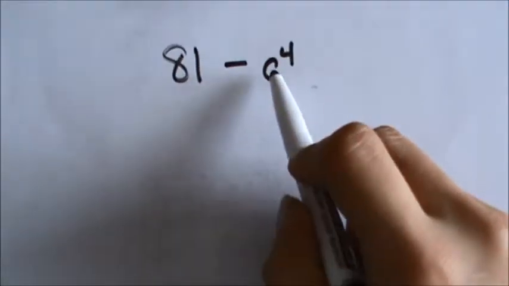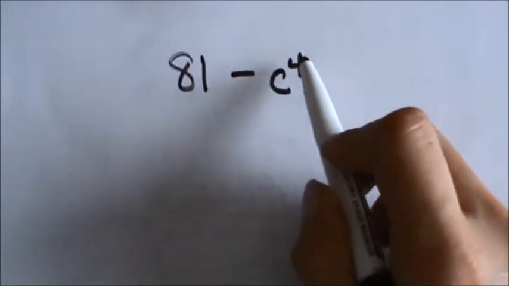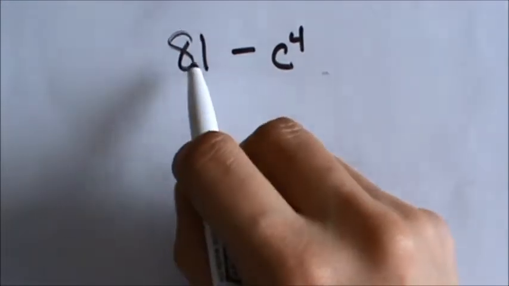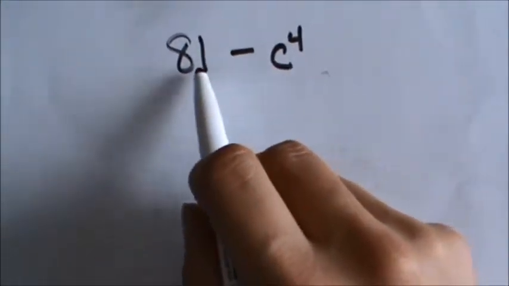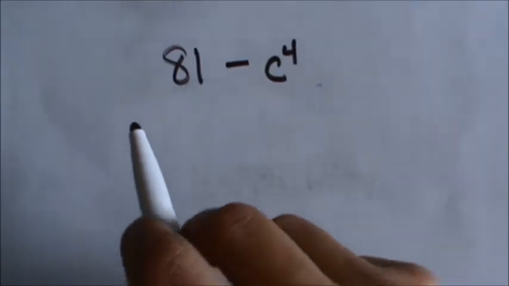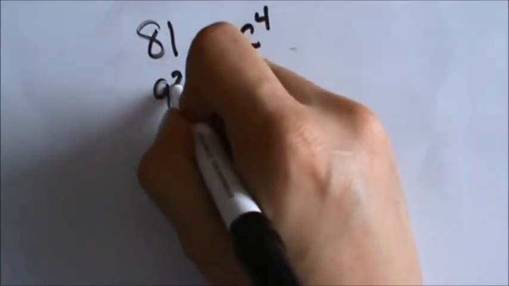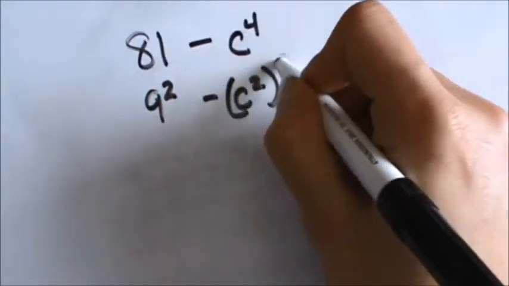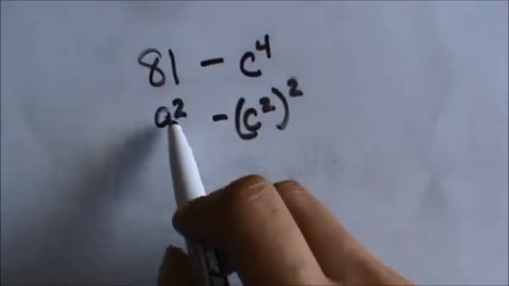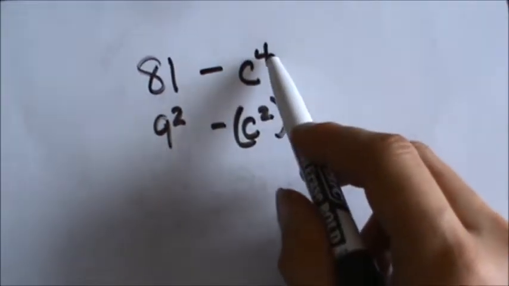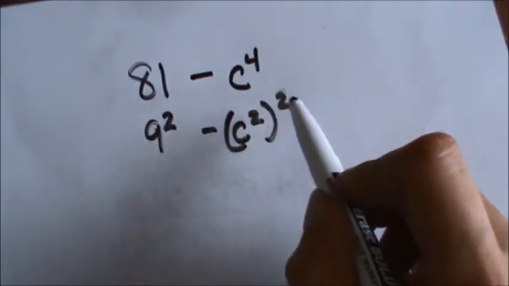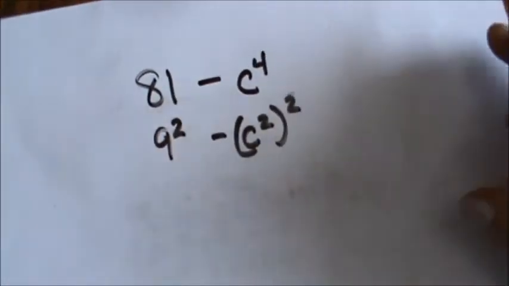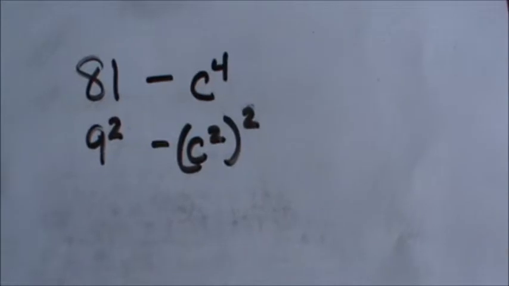Okay, let's talk about what happens if the variable is not just to the second power, but it's a little bit different. This one's to the fourth power. Now, in order to use difference of perfect squares rule, I need two terms, and I need a subtraction sign. So far it seems like it's meeting our criteria for using perfect squares rule. And I will tell you that actually both of these are perfect squares. 81 is 9 squared, and c to the fourth is actually c squared squared. As long as this is an even power, you will be able to write this in this way.